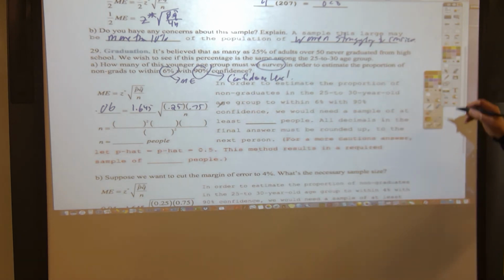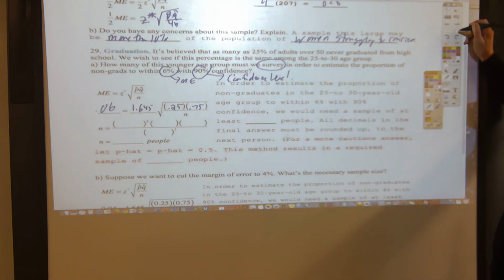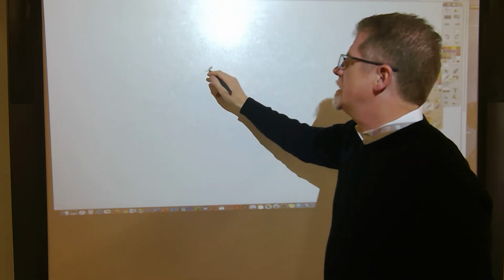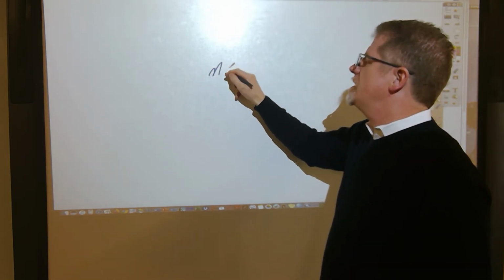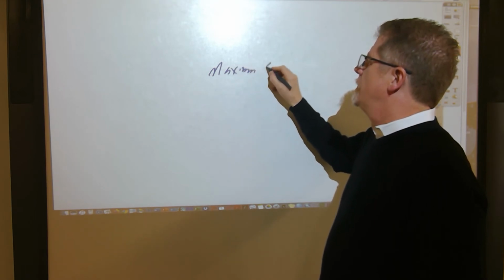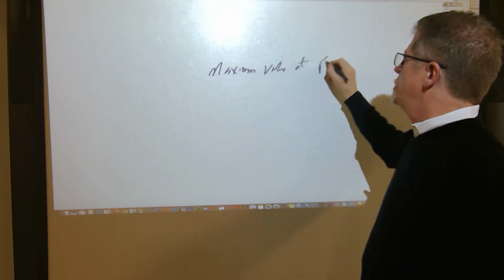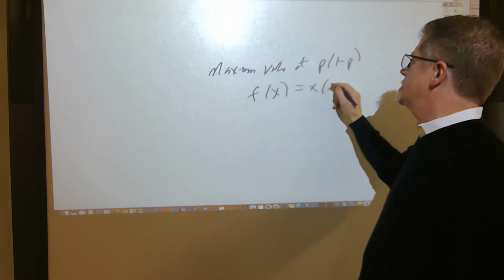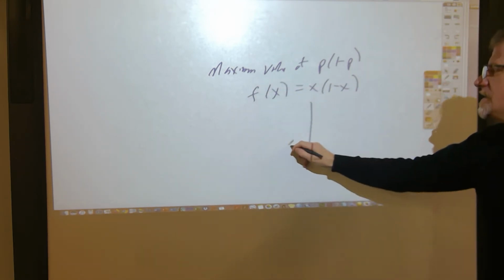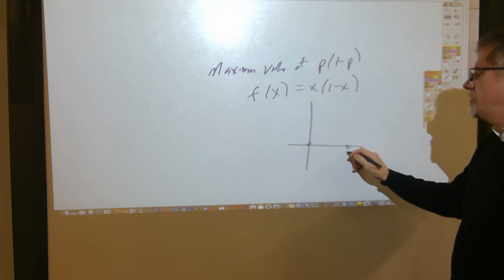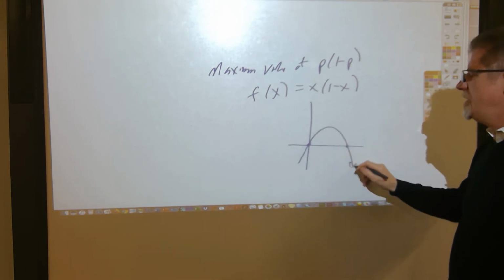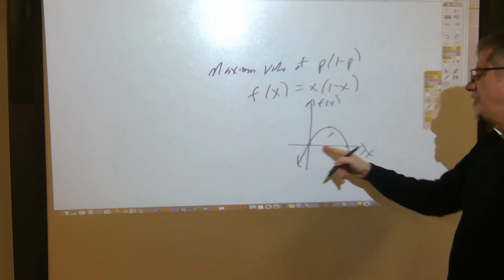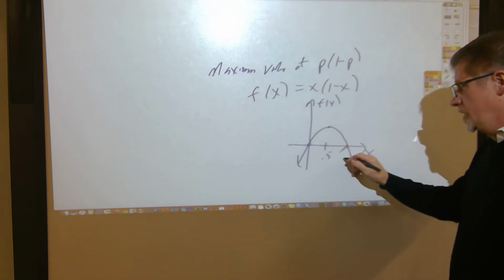So the maximum value, and this is nice to know but not need to know, but for those of you who maybe remember taking a pre-calculus class, we're essentially trying to find the maximum value of p times 1 minus p as a function. It's like, suppose our function is x times 1 minus x. That is a parabola with x-intercepts at 0 and at 1, and it opens down, and the maximum value of this occurs at the average of the x-intercepts, at 0.5.